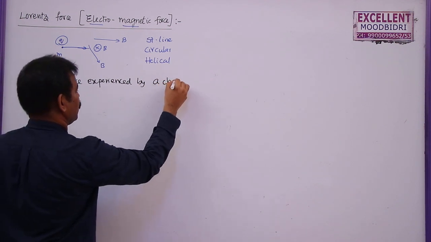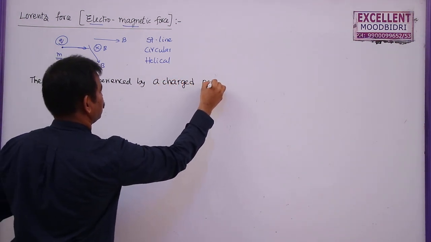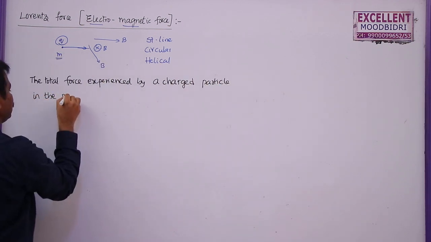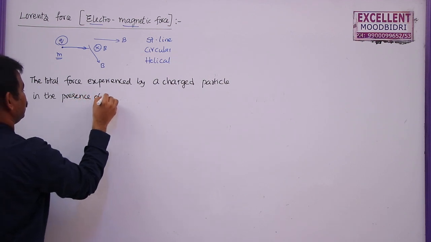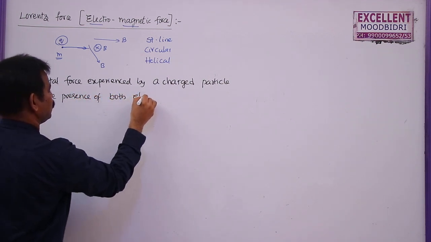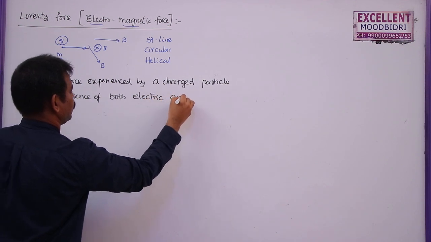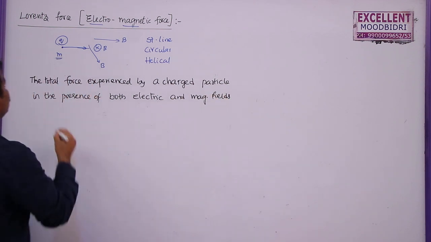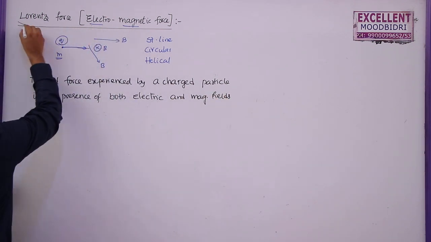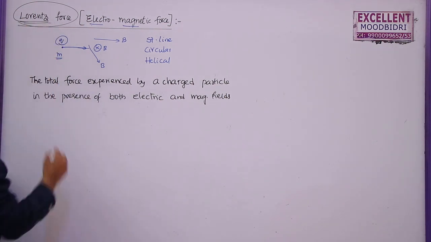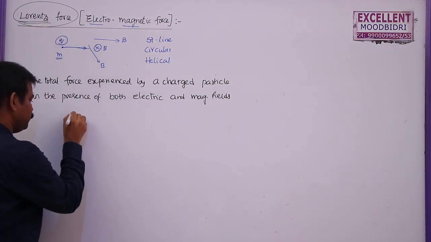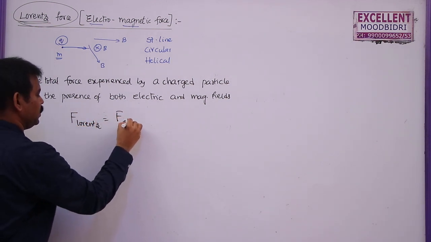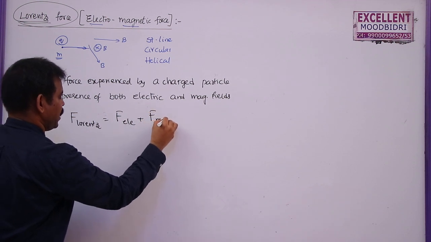a charged particle in the presence of both electric and magnetic fields is known as electromagnetic force, or simply, as it is described by the scientist Lorentz, we call it Lorentz force. So F Lorentz is equal to F electric plus F magnetic.